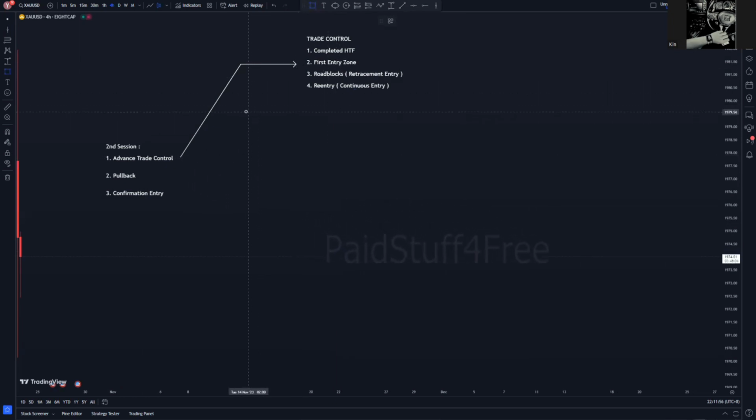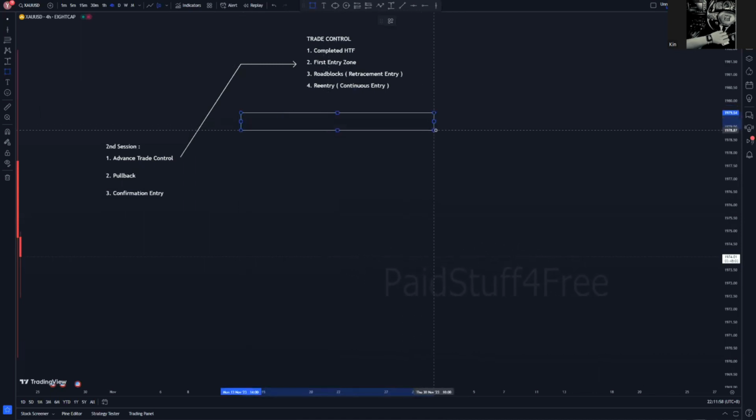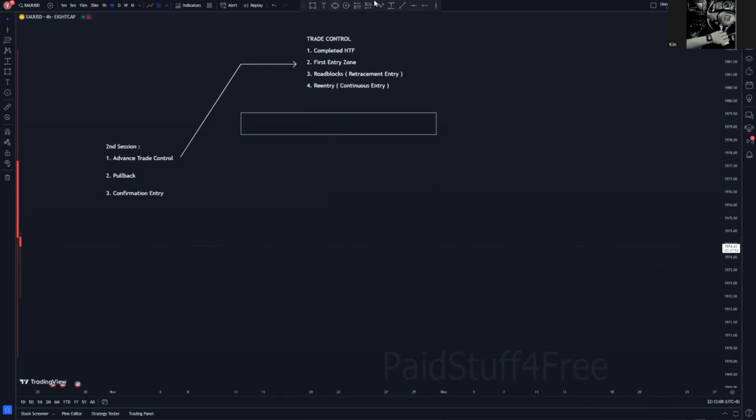So the first one, like we've learned about trade control before, in our first session. It will look like this. We have this H4 EG cell.